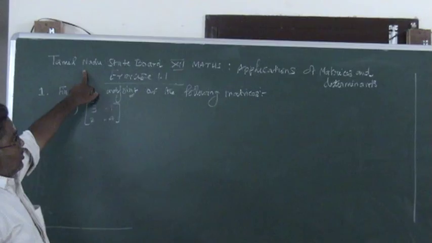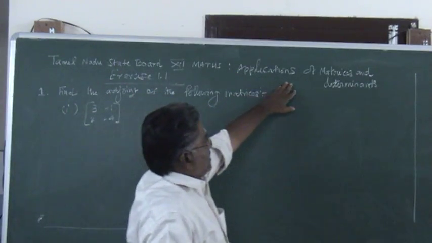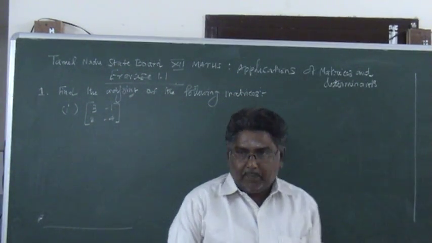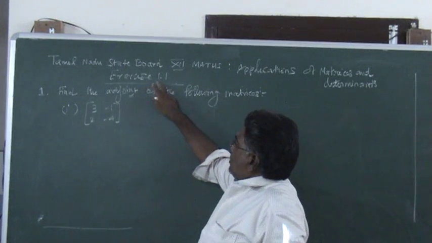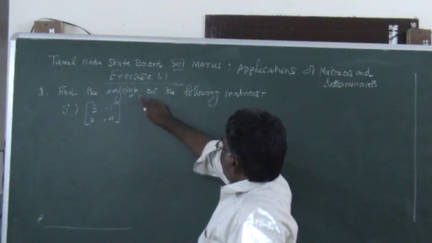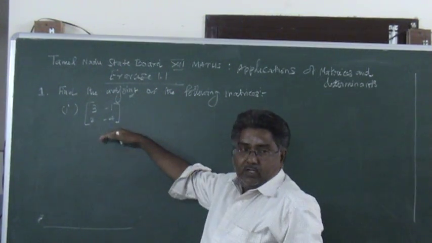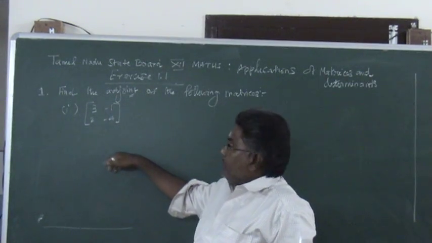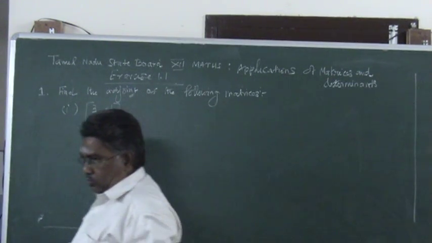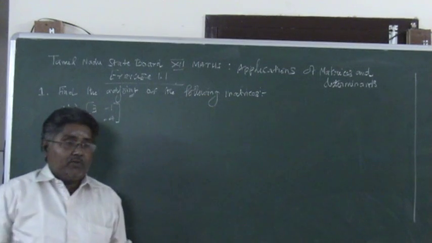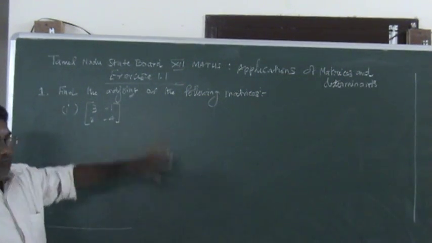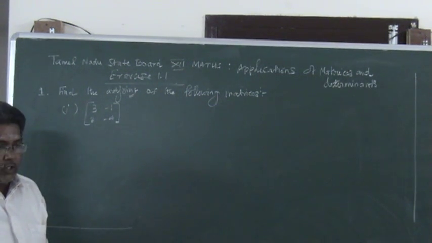Tamil Nadu State Board 12th Standard Maths, Applications of Matrices and Determinants as a topic. Exercise 1.1, first question. Find adjoint of the following matrices. Several subdivisions are there. First subdivision is this, which is a 2 cross 2 matrix. You are given a 2 cross 2 matrix and you have to find out its adjoint.